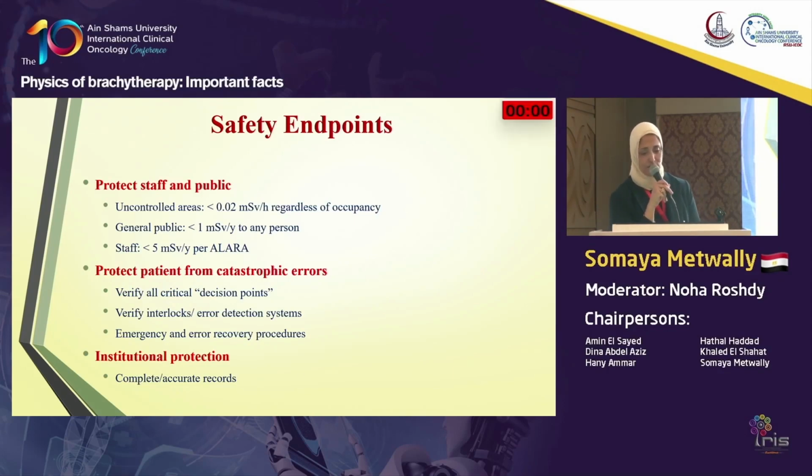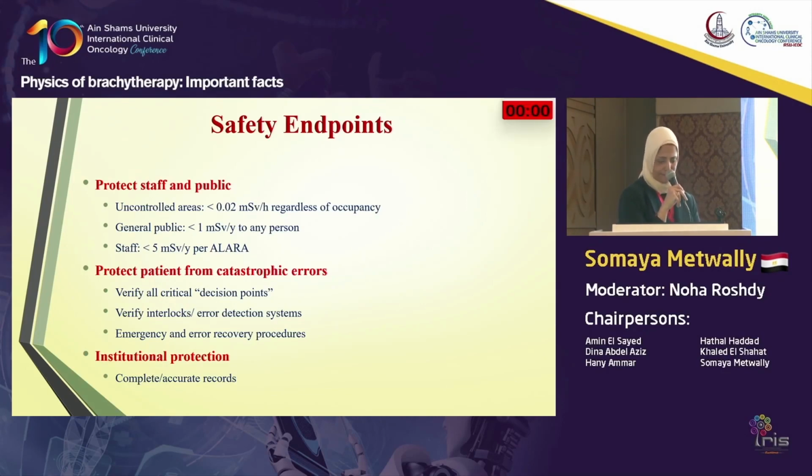For the uncontrolled area, the exposure should be less than 0.02 millisievert per hour. For the general public, less than 1 millisievert per year to any person. This is the limitation of the exposure. And for the staff, less than 5 millisieverts per year as per ALARA. ALARA is the principle of radiation protection, and it means as low as reasonably achievable.